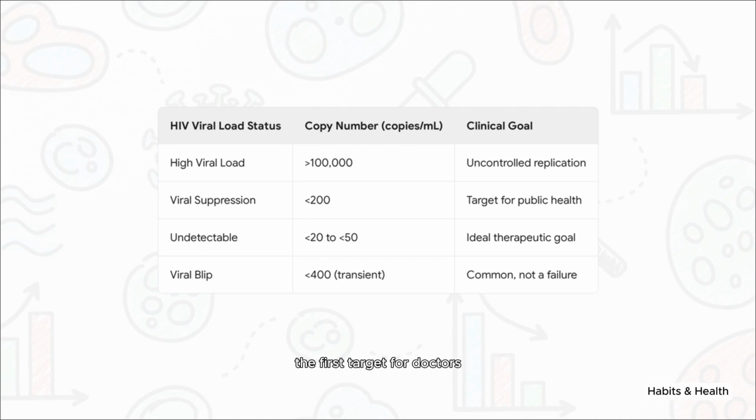The first target for doctors is to get to viral suppression, which means getting under 200 copies. But the real, ultimate goal is undetectable. That's typically fewer than 50 or even 20 copies. And it's also pretty normal to see something called a viral blip, a little temporary jump that, importantly, does not mean the treatment is failing.